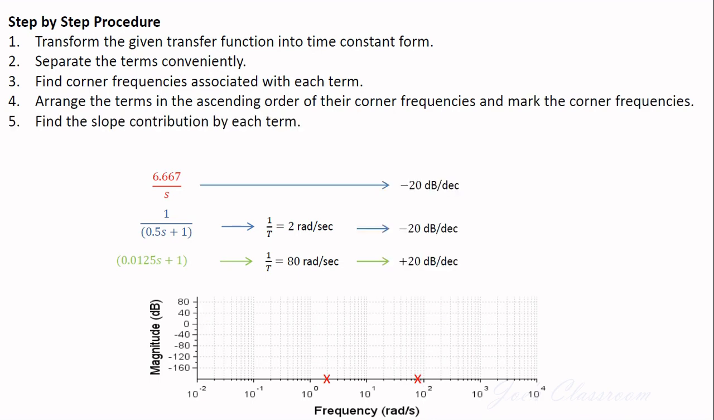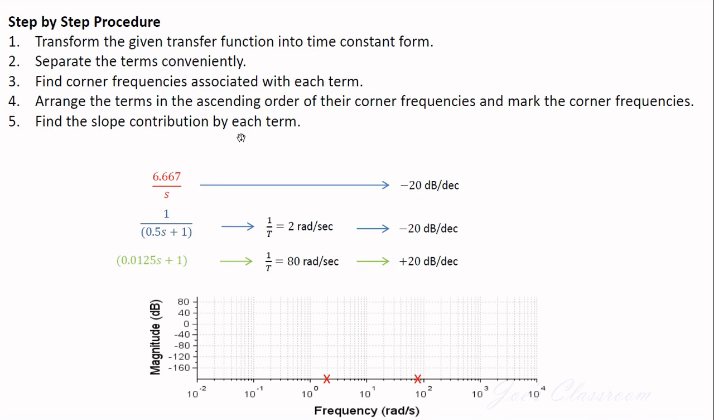What next? You have to find out the slope contribution by each term also. Of course, this term is going to contribute a slope of minus 20 decibels per decade, because the multiplicity of the s term is 1. Here there is only one pole, and since it is a pole occurring in the denominator, it is going to be minus 20 decibels per decade, and the slope contribution by this term is going to be plus 20 decibels per decade.